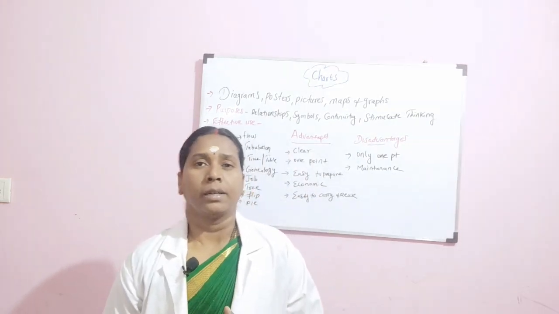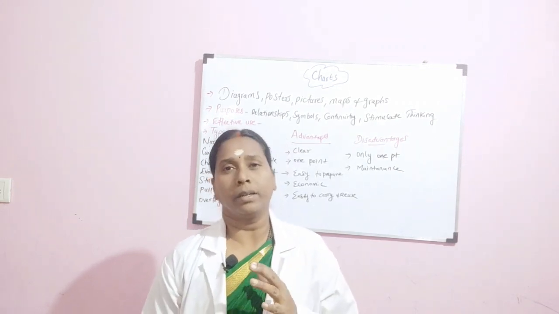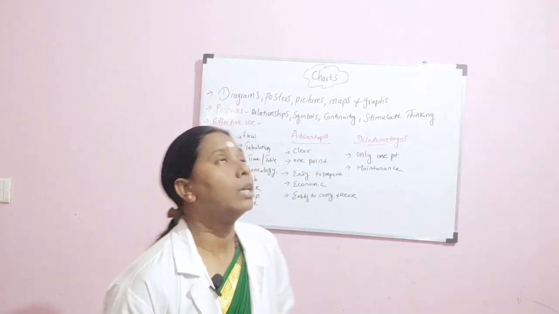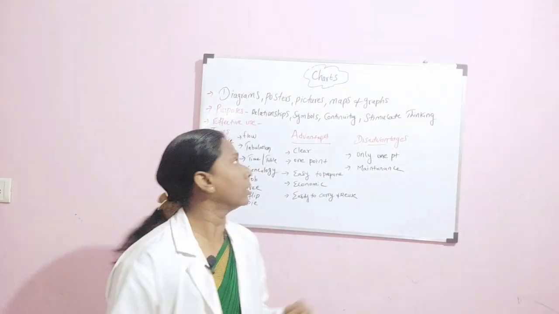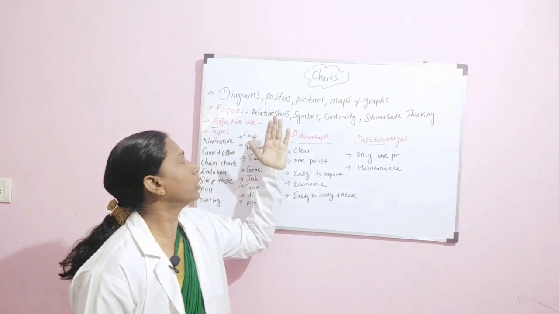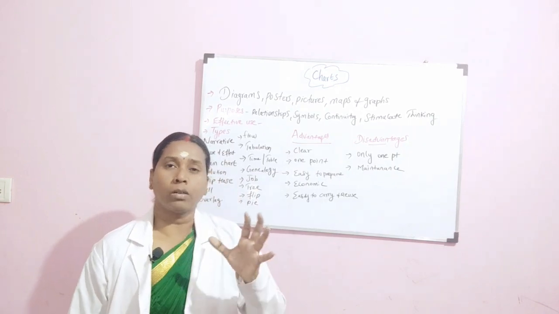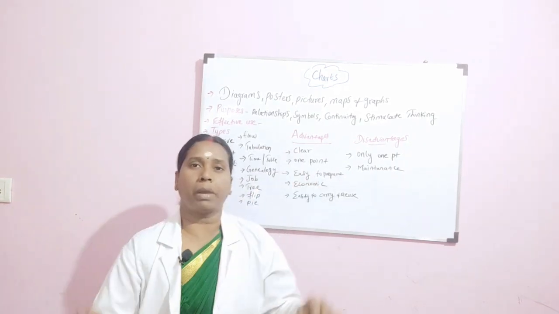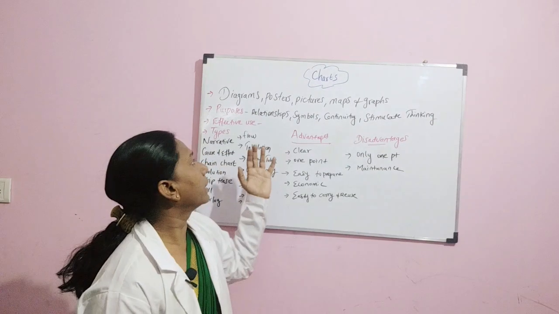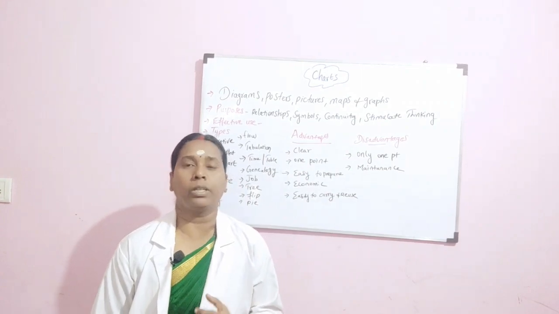In charts, we have different advantages and disadvantages. The oldest AV aid that we were using for teaching is charts. So today we will discuss this chart in detail. Now you see, what is a chart? Charts are nothing but diagrams, posters, pictures, maps and graphs, all drawn on chart paper and exhibited. It is a combination of diagrams, posters, pictures, maps and graphs, which is going to give you a clear-cut idea about the teaching area.